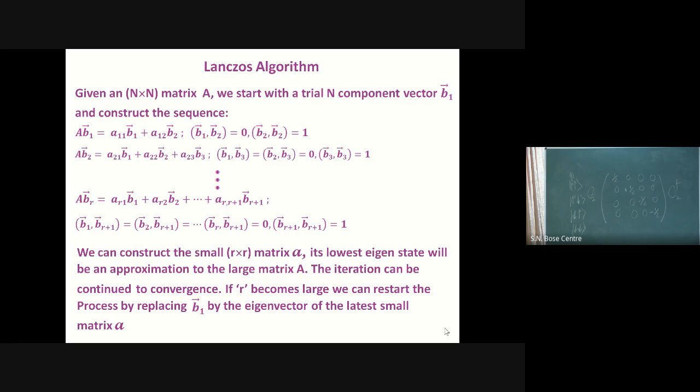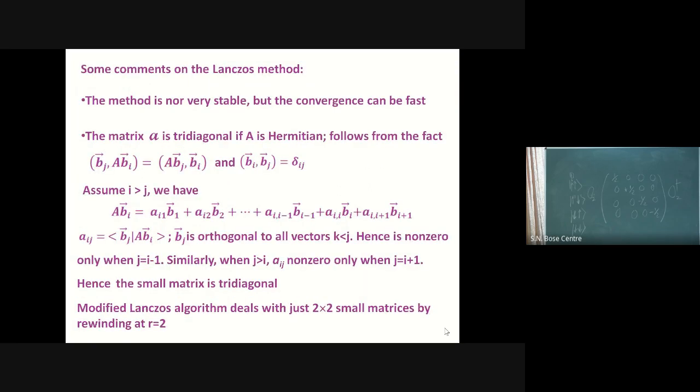Similarly, I can come all the way down to here, and when R is large enough, then I can look at this R by R matrix, which is what I get, and then I can get the eigenvalue of that one. That's a small matrix representation of the large matrix. So that's what the scheme is. This method is not very stable, but converges very fast.